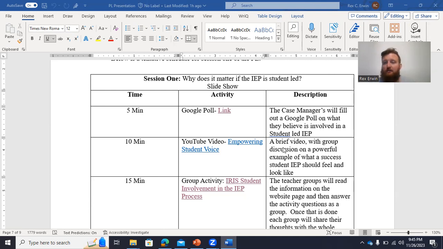The first session, which I'm going to go deeper into, asks, why does it matter if the IEP is student led? I wanted a title that catches people's attention, and it's really just a primer for the entire professional learning, which will occur over 8 sessions.